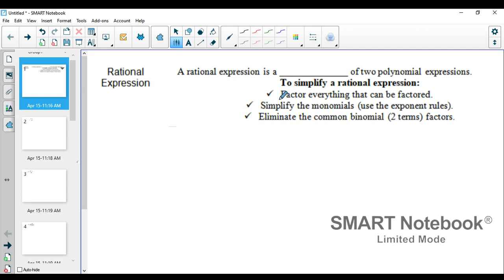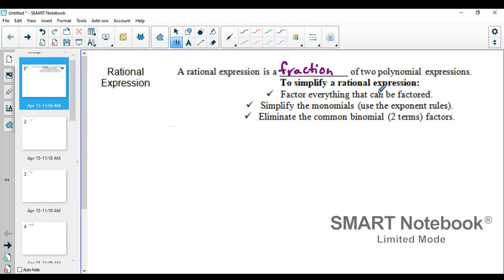All right, so our first set of notes in this new chapter are just what a rational expression is and then simplifying and multiplying them. So a rational expression is a fraction, or ratio, you can write either word, of two polynomial expressions.